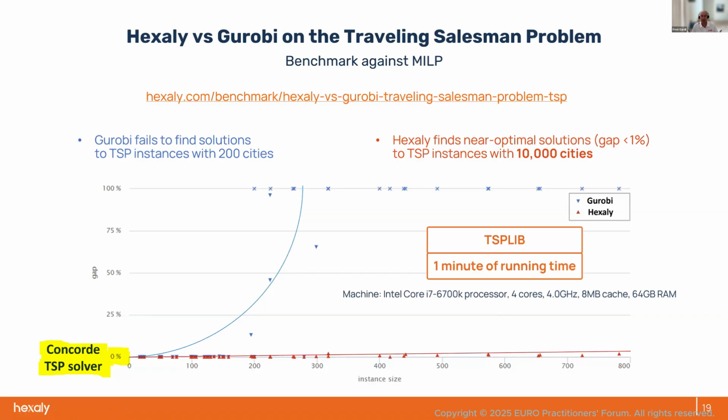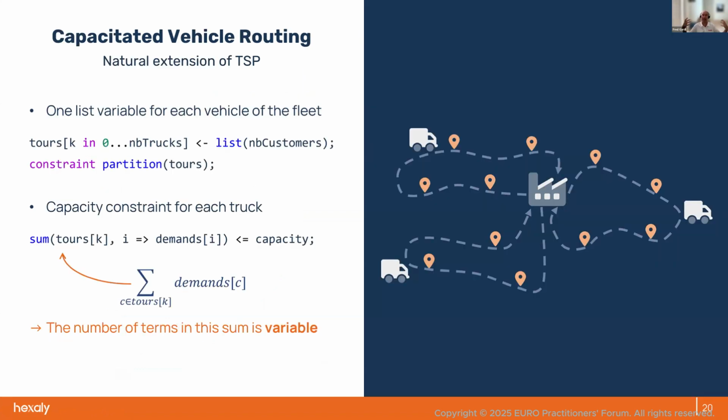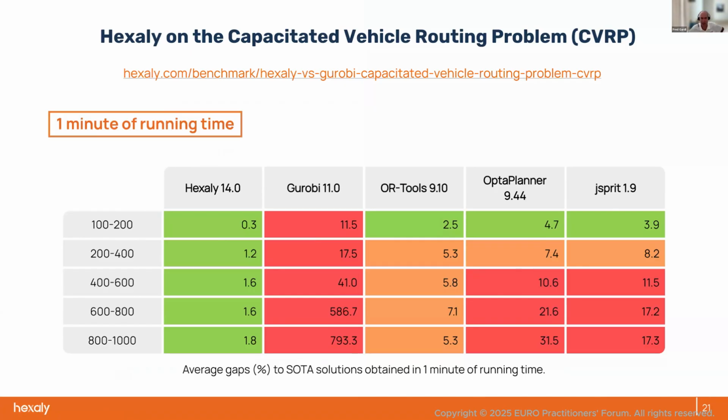And so the difference between Hexaly and Concorde is that Hexaly is really generic. It's not just designed to solve TSP. So if you add constraints, change your objective, or if you want to solve the capacitated vehicle routing problem, for example, a natural extension of TSP as you have in industry, you can model that by extending the model using the operators, and you get a very good solution very quickly. I would stop here to get questions.